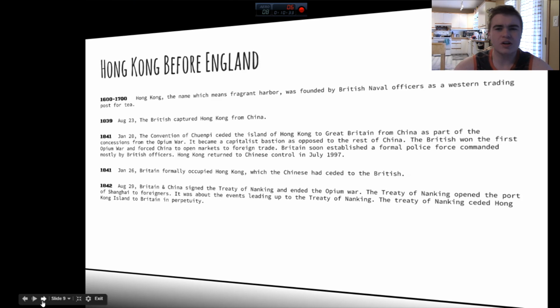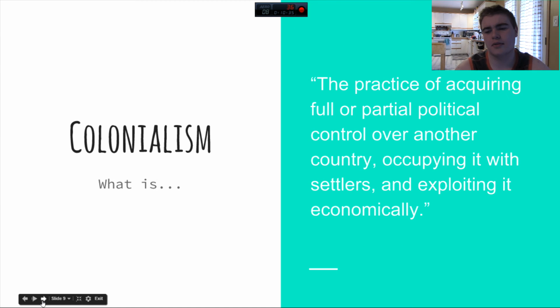So, let's talk for a minute about this. What is colonialism? Well, colonialism, as you can see on there, is the practice of acquiring full or partial political control over another country, occupying it with settlers, and exploiting it economically. It's right there.